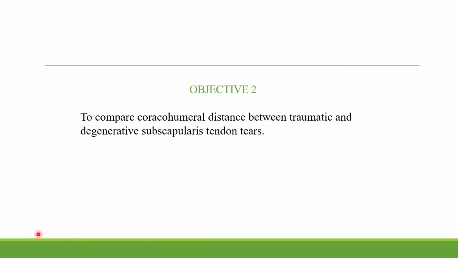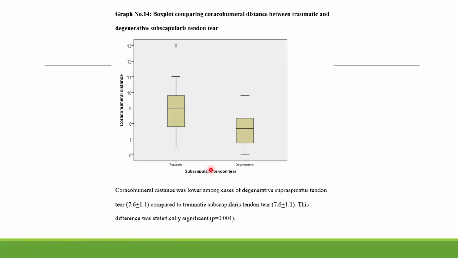My second objective was to compare coracohumeral distance between traumatic and degenerative subscapularis tendon tears. As we can see clearly in this box plot, the coracohumeral distance in degenerative tears is significantly less than the traumatic tears, and the difference was found to be statistically significant with a p-value of 0.004.